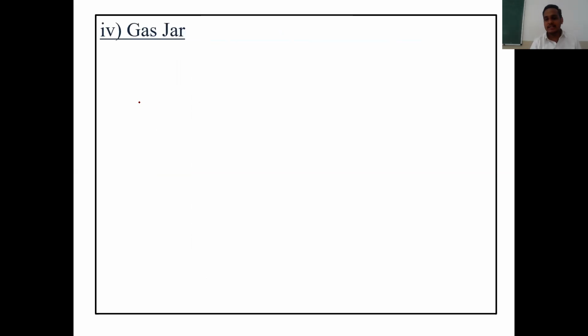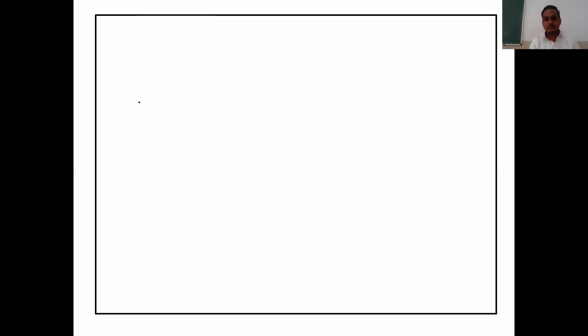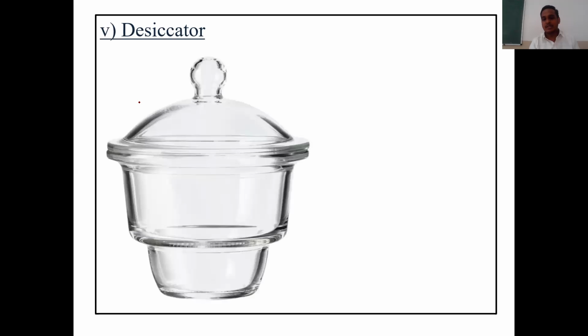Then comes gas jar, and the shape of gas jar is something like this. As the name itself suggests, this type of apparatus, that is gas jar, is used to collect gases. Next is desiccator. Here comes the picture.